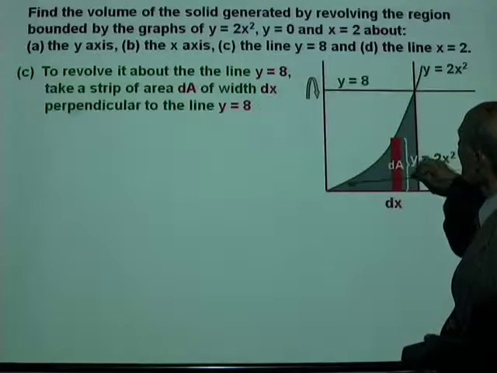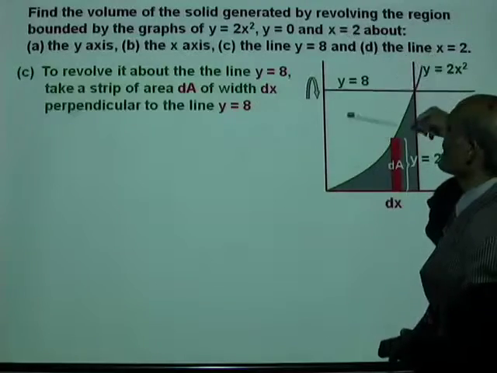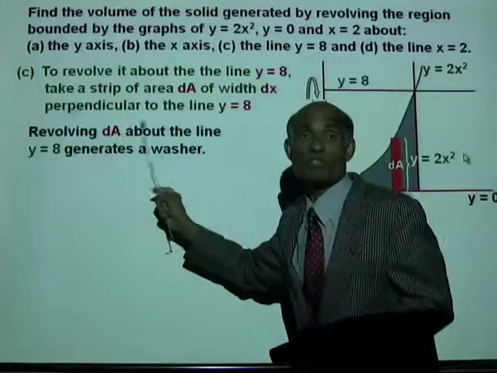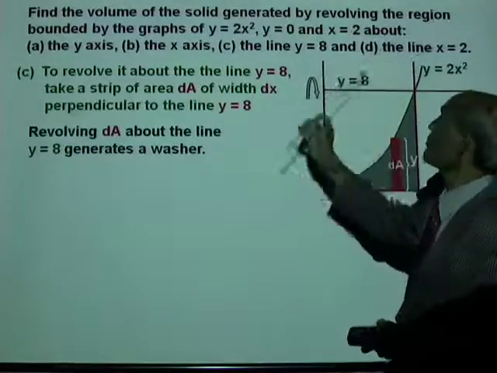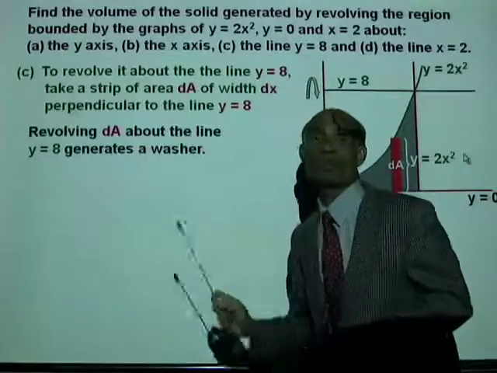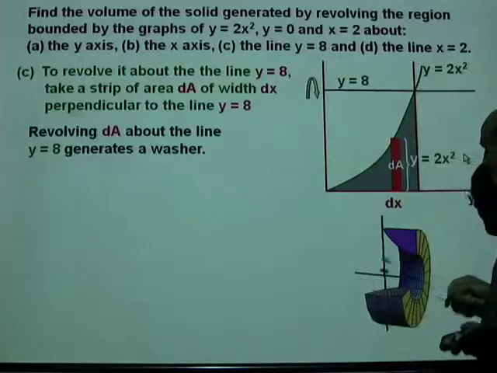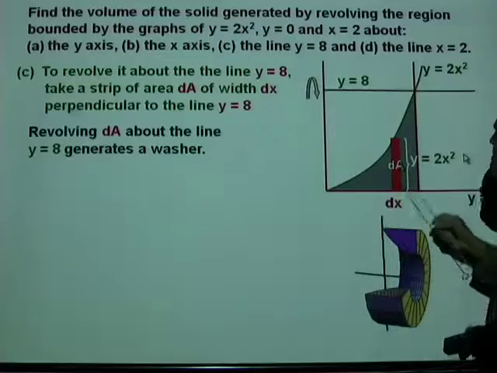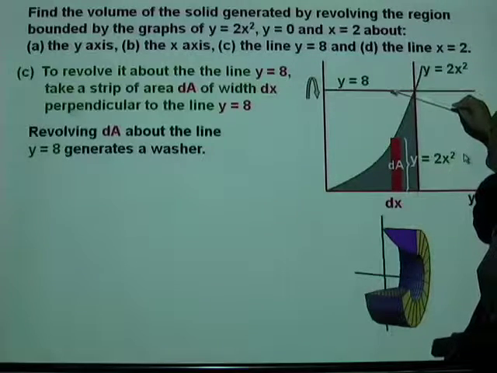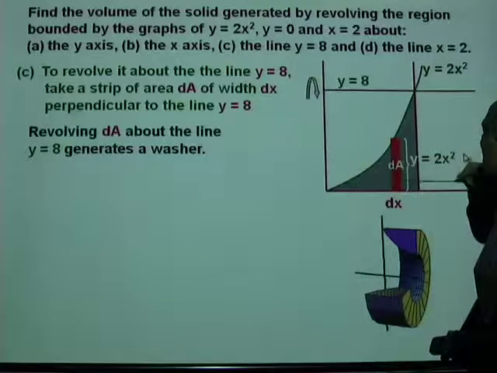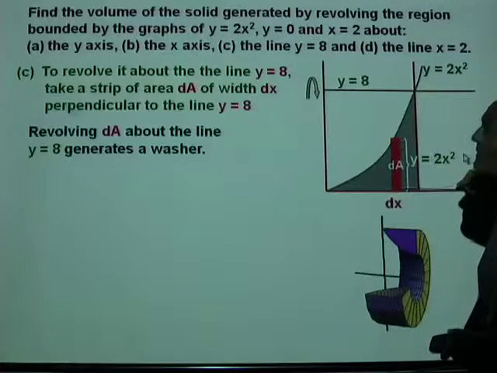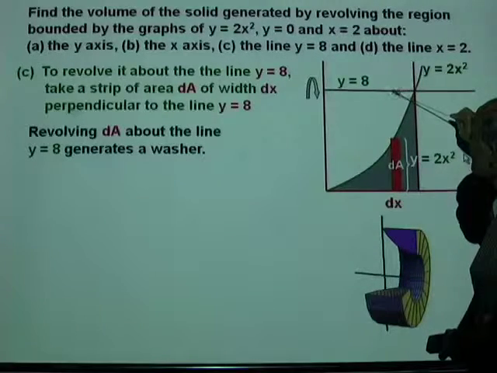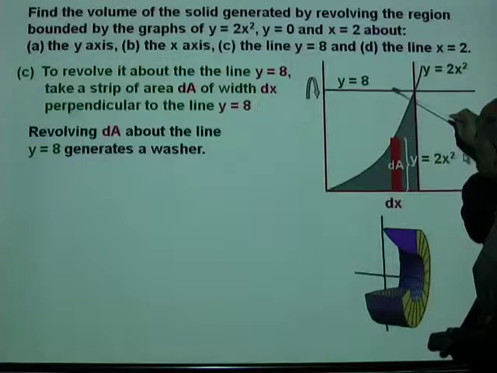Alright, and we revolve this now about the line y equal to 8. So, revolving this dA about the line y equal to 8 generates a washer. Now, it will be something like this, is that right? It will generate a washer with a hole at the center. Now, what is the outer radius? Can you tell me what the outer radius is? Outer radius is this distance. What is that distance? That's y equal to 8. And what is the inner radius? Inner radius is this. And what is that?